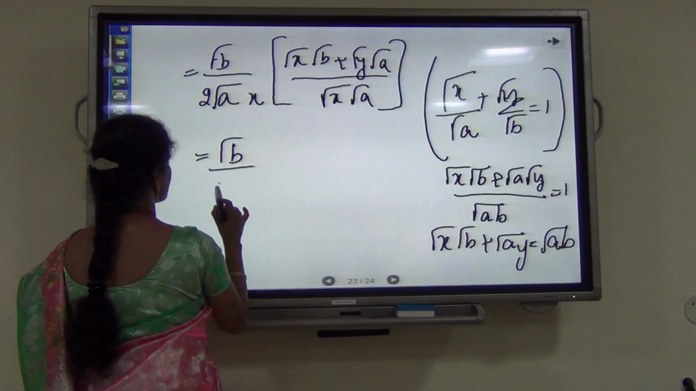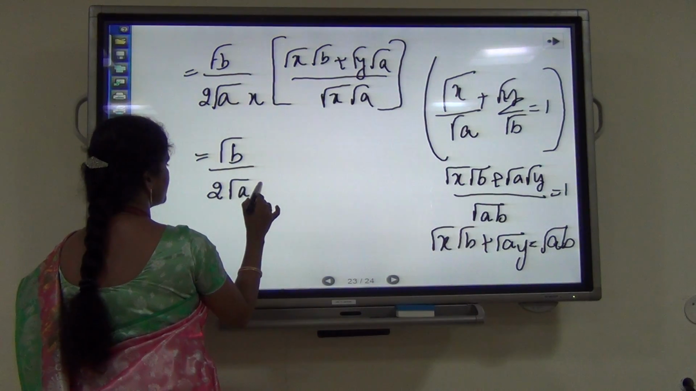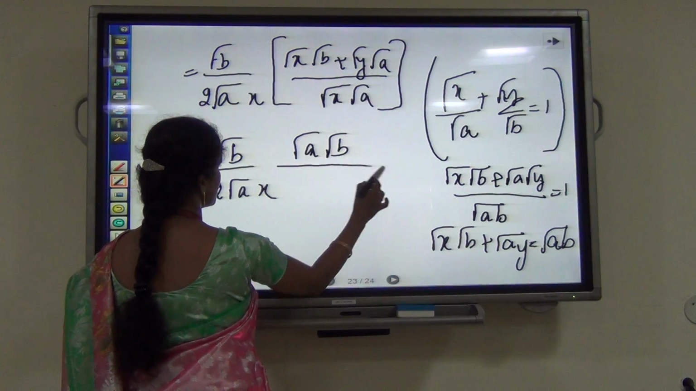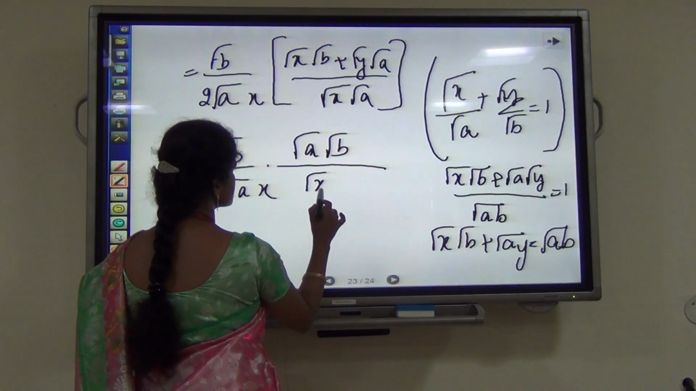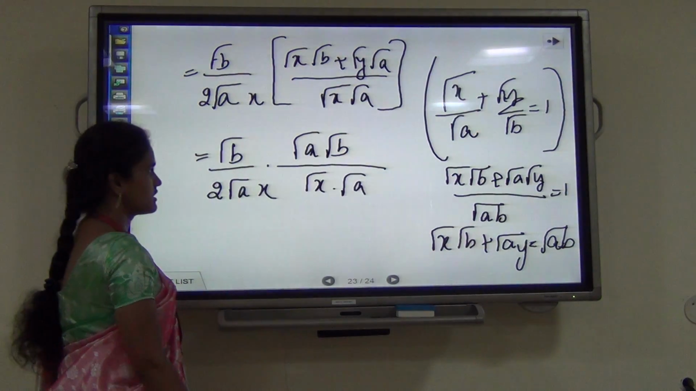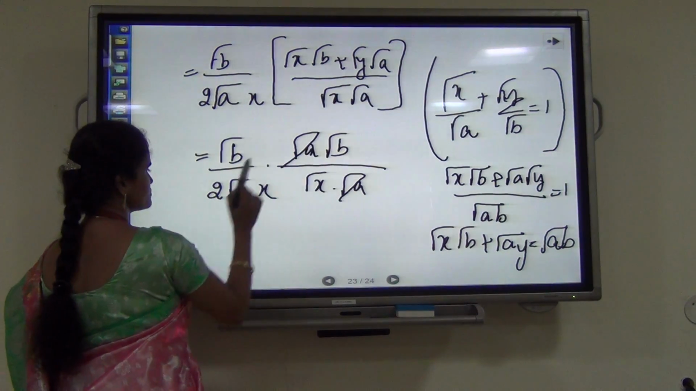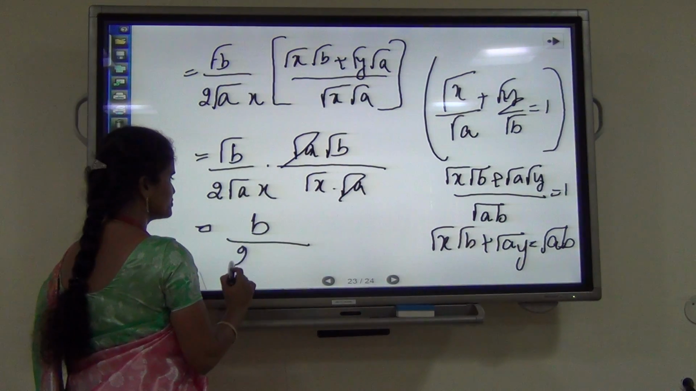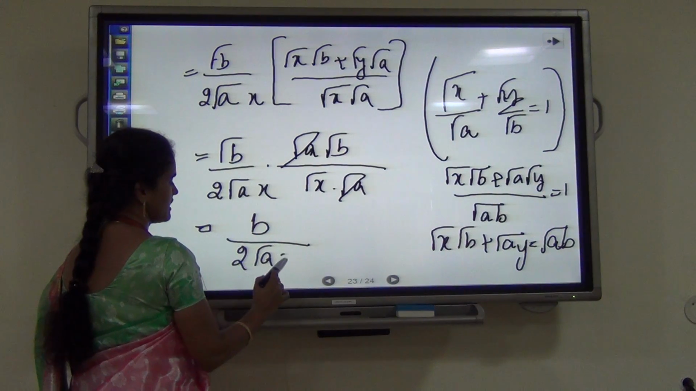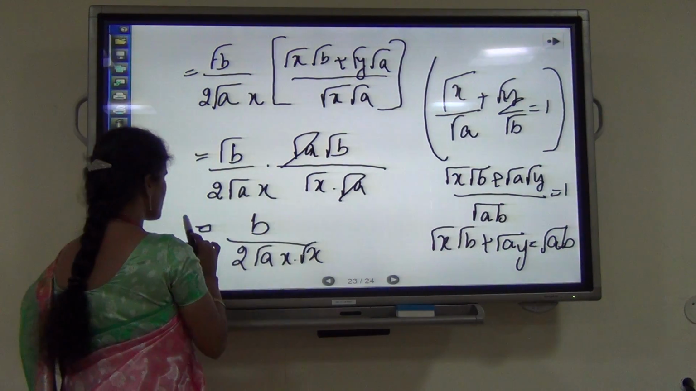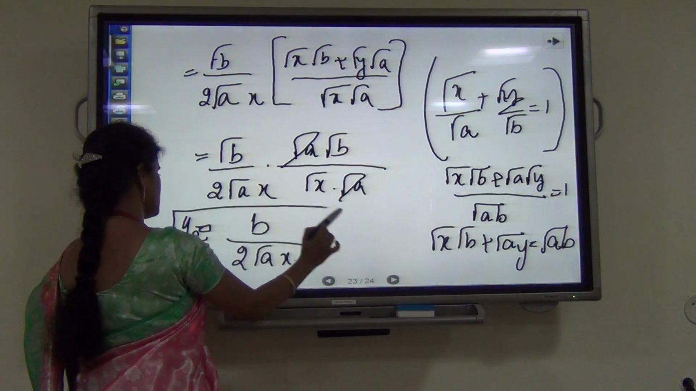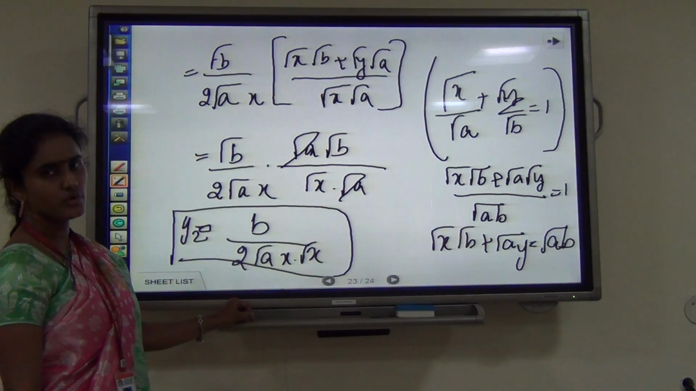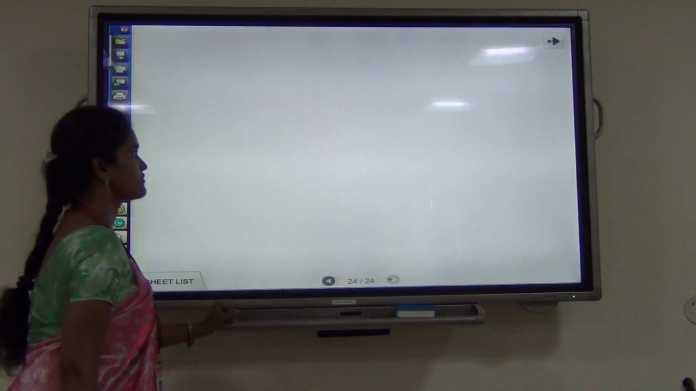So root b by 2 root a into x. Numerator is root a root b, and the denominator is the product root x into root a. Now we cancel out all the possible terms. Root a gets cancelled. This is b divided by 2 root a x into root x. This is what your y2 is. We've got the simplified form of y2. Earlier we found y1 and now we got y2. Now let us substitute in the radius of curvature formula.